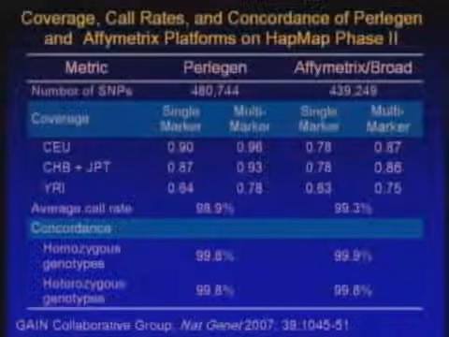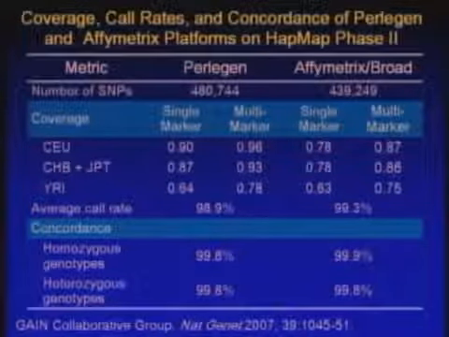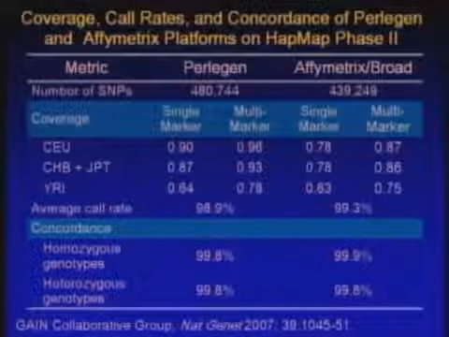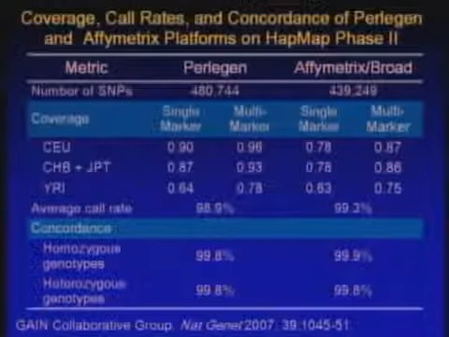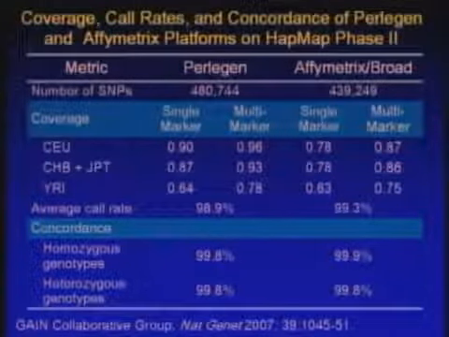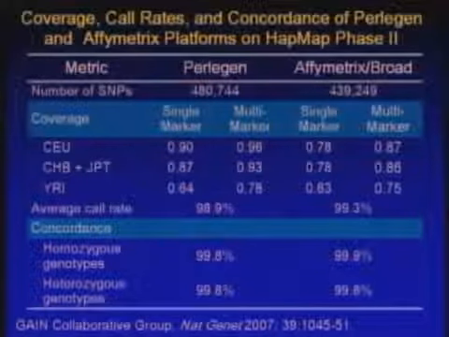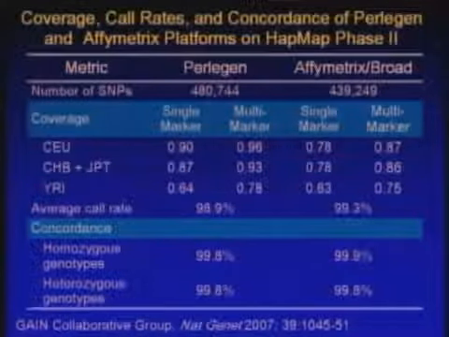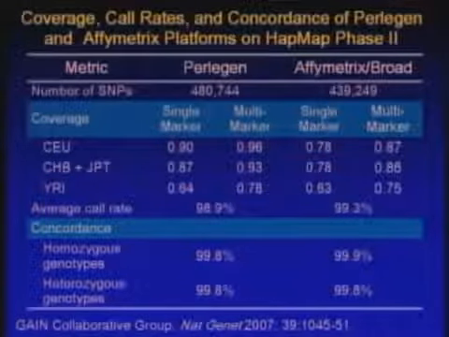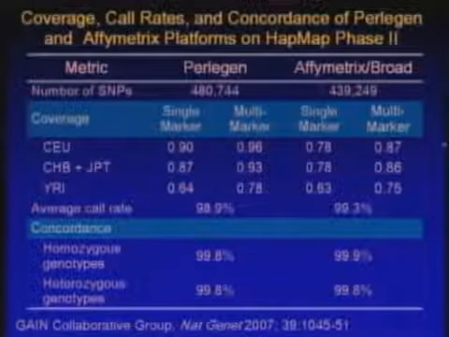And the Affymetrix platform, sort of similar numbers, a little bit lower. The average call rate in both these platforms was over 98%, which is great. Homozygous genotypes, the concordance with the HapMap was 99.8% in the Perlegen for both, and a little bit higher for the homozygotes. Tends to be a little tougher to type the heterozygotes, and I'll show you why in a sec.